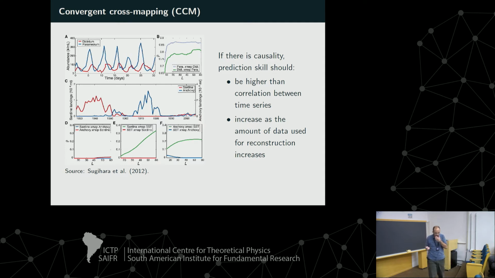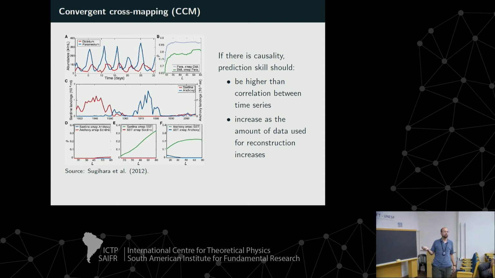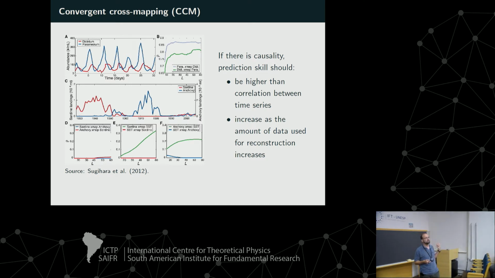This was originally proposed by Sugihara in this 2012 paper. This attractor construction goes back to the 80s, but the idea of using it to detect causality, I think this is the first paper that introduced it. So this is recent-ish, almost a decade ago.